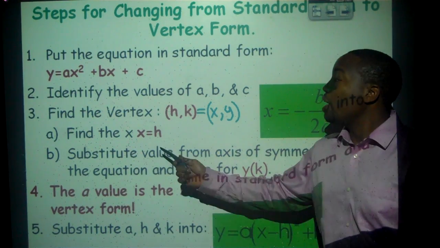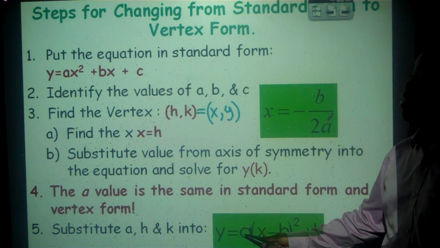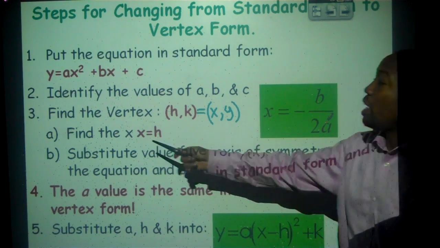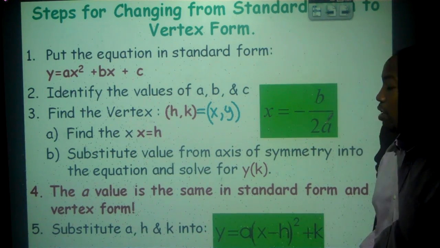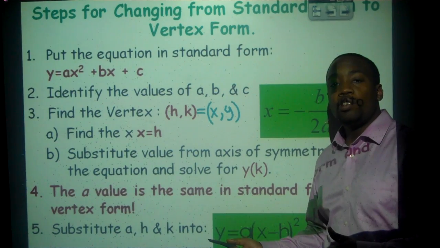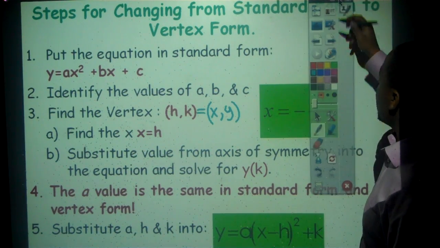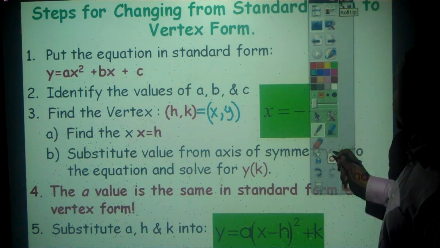Now after that, your a is the same value as the one that you initially found. So the a here is your a right here. I know that sounds like a lot of steps, but let me show you an example, and I think everything will flow together. So let's go through the example.